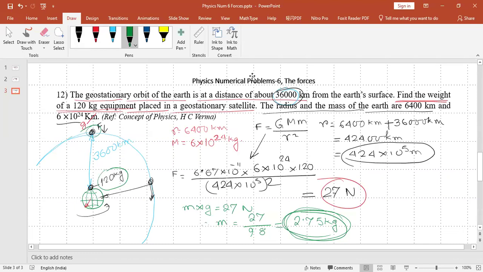So these are the three questions. And next day we shall see the next chapter, the chapter of Newton's laws of motion, right?